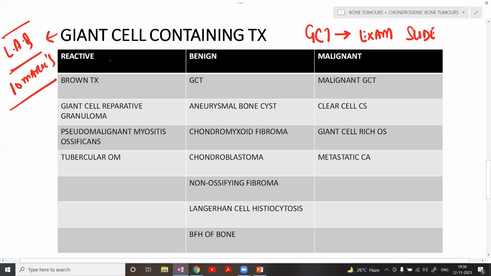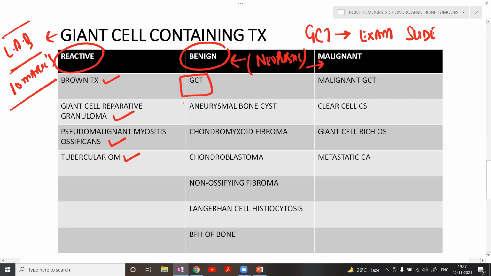First of all, there are certain giant cell containing tumors of the bone which are reactive in nature. What are those? The brown tumor, giant cell reparative granuloma, pseudomalignant myositis ossificans, and tubercular osteomyelitis. Then there are certain entities which are neoplastic in nature. Again, the neoplastic entities can either be benign or malignant. Number one, the most common, is your giant cell tumor.